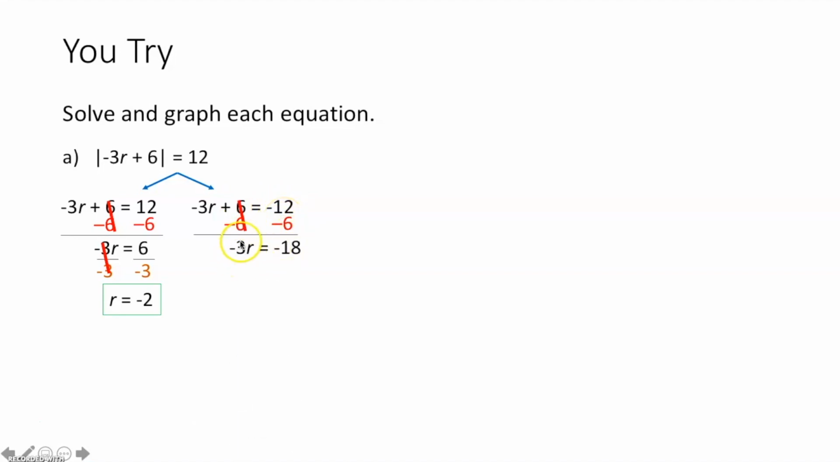Now to get r all by itself, I get this negative 3 to the right by dividing both sides by negative 3. That way these cancel out, and negative 18 divided by negative 3 is going to give me positive 6. So now I have my two possible answers. I check both of those answers by plugging them back into the original absolute value equation.